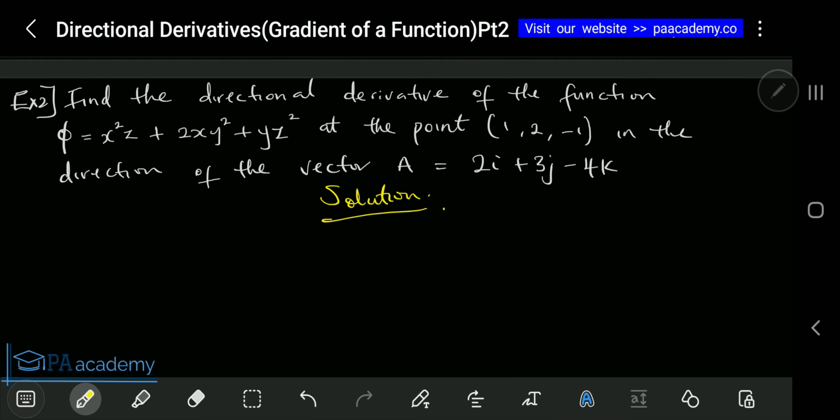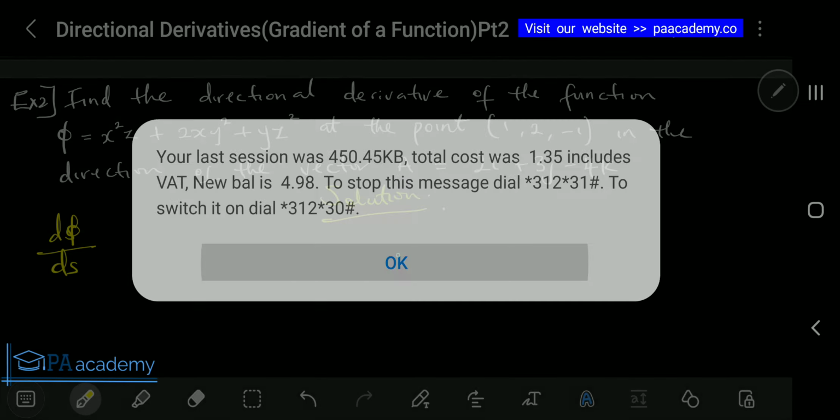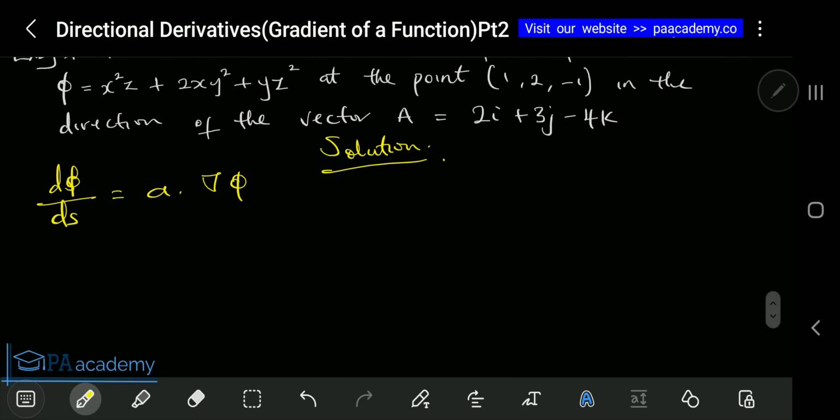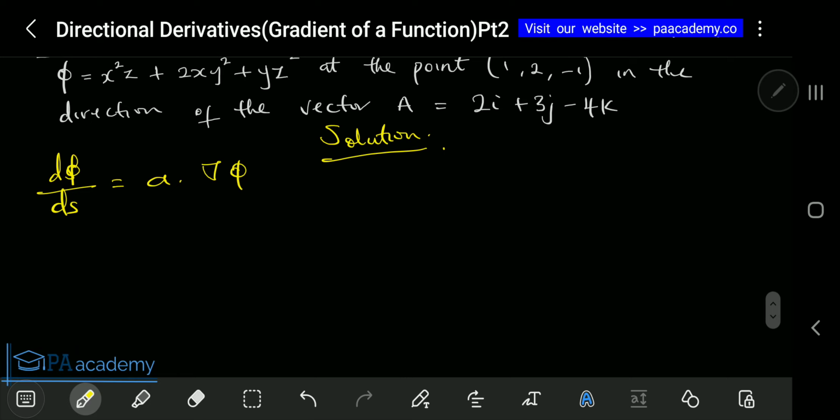Again, the formula is given to us, so for the directional derivative, let's bring the A first. So A, and the dot product of delta phi, which is grad phi. So now let's calculate the grad of the function.